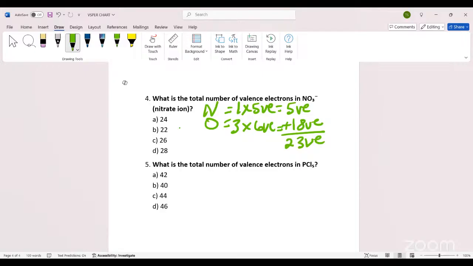Now, here is the deal. Anytime you have an odd number of valence electrons, that tells you you've got a free radical. Free radicals are not good in chemistry. So in this case, when we have 23 valence electrons, we got to think, wait a minute, the math is not mathing. So you've got to remember that negative charge means to add 1 to your total. So you get 24 valence electrons. So letter A is the answer.